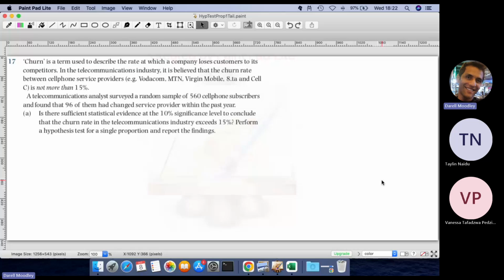Please let me know if you can't see the whiteboard. This is assuming that you can. It says churn is a term used to describe the rate at which a company loses customers to its competitors. And in the telecoms industry, it is believed that the churn rate between cell phone service providers is not more than 15%. I'm going to underline that because we're going to have to use it later. It's not more than 15%.